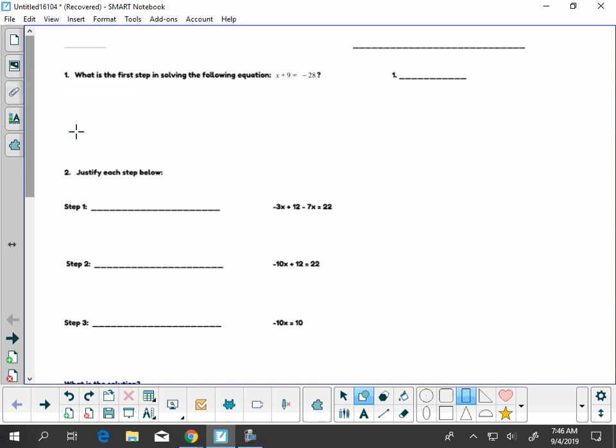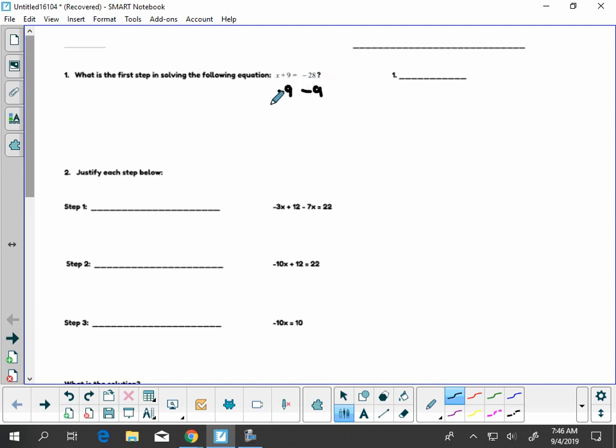All right, let's go ahead and get started with our study guide for Chapter 1. The first thing that I'm going to be doing on problem number 1 is it says, what is the first step? Well, I want to get that x by itself, so I would actually subtract 9.